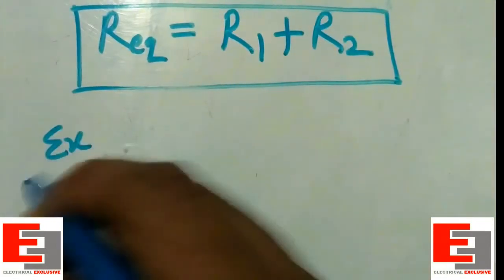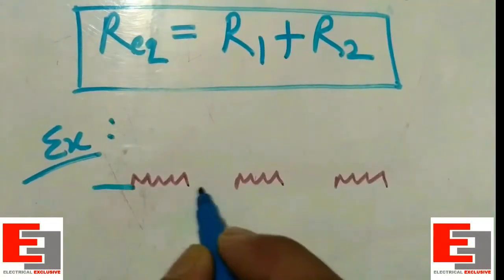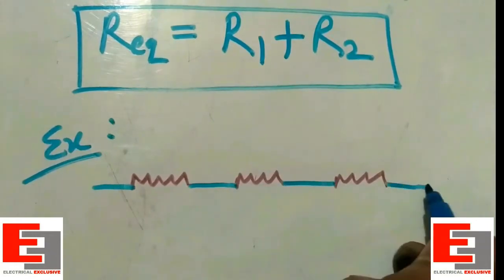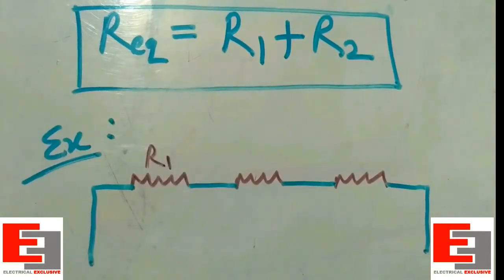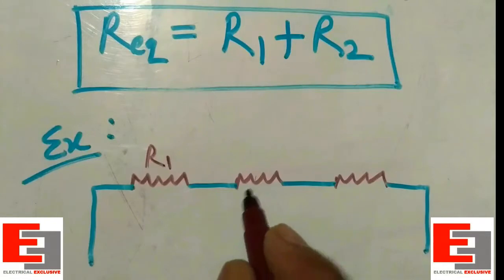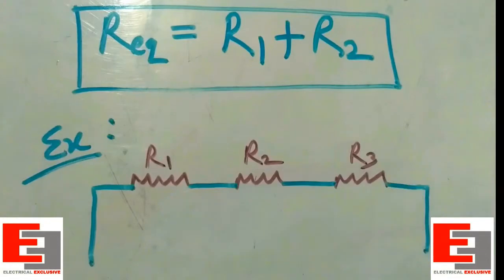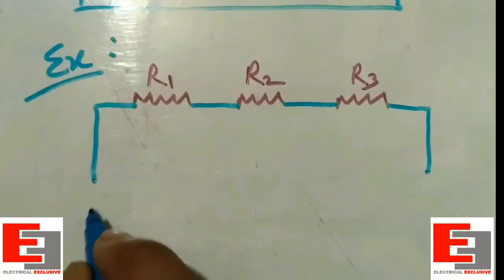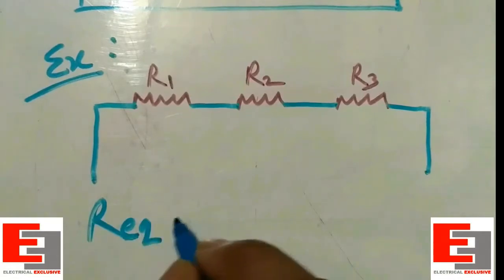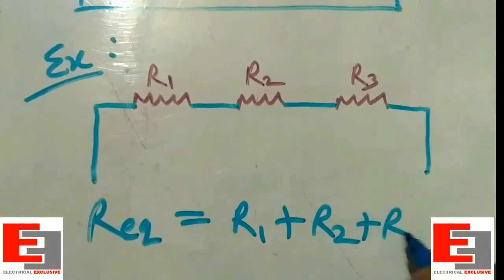Let me take an example here. I have three resistors. I simply connected them in series. This resistor has its resistance R1. Likewise, the second resistor has its resistance R2. The third one has resistance R3. So in this case, what is the equivalent resistance? The total resistance, or equivalent resistance, is equal to R1 plus R2 plus R3.